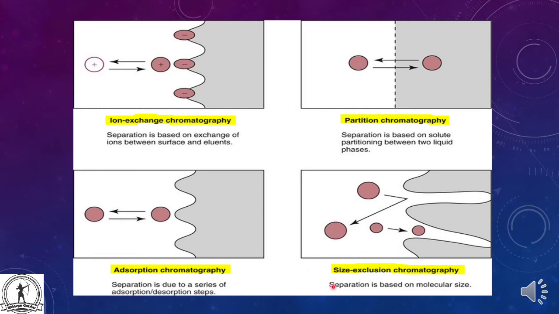Fourth is size exclusion. It is based on the molecular weight of the solute and the pore size of the stationary phase. Here it is the pore size of our stationary phase. It is also known as gel permeation, gel filtration, and molecular exclusion. In this, small molecules are trapped in the pores of the gel and large ones go through the mobile phase first. So by molecular weight, they are separated easily.